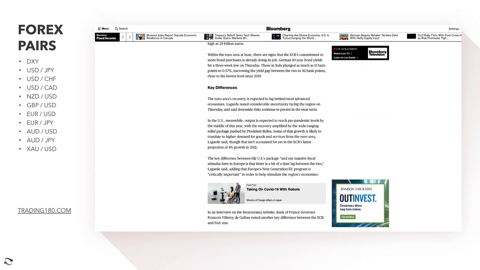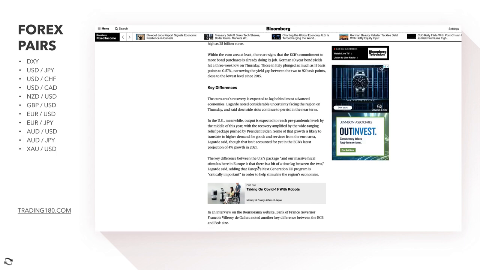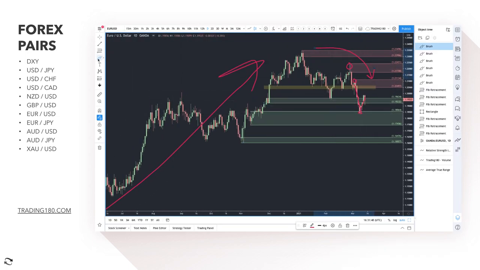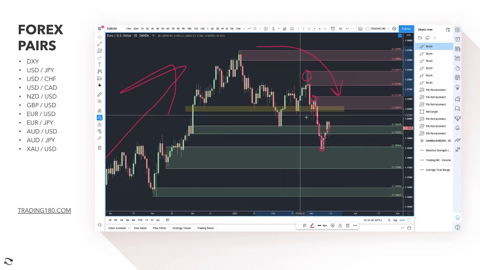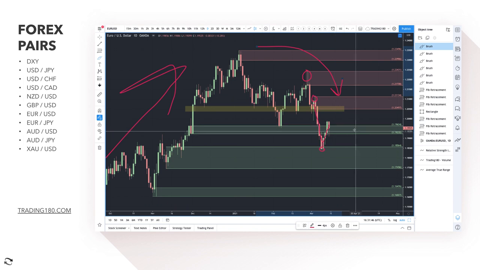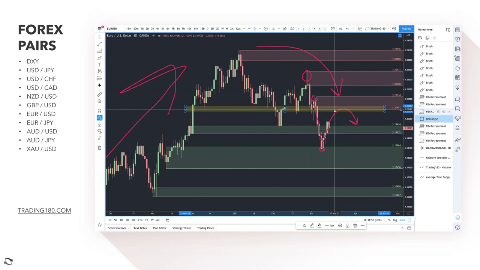So there are key differences between the stimulus packages and also where the economy potentially is going. And again, Europe is lagging behind the US. For me, again, I will continue to take short trades, and if we can get back up to even this supply zone here, it's another chance to get short around here.